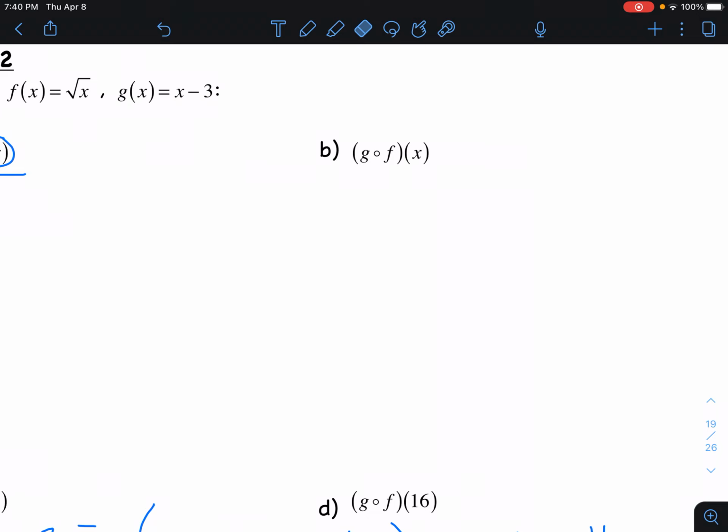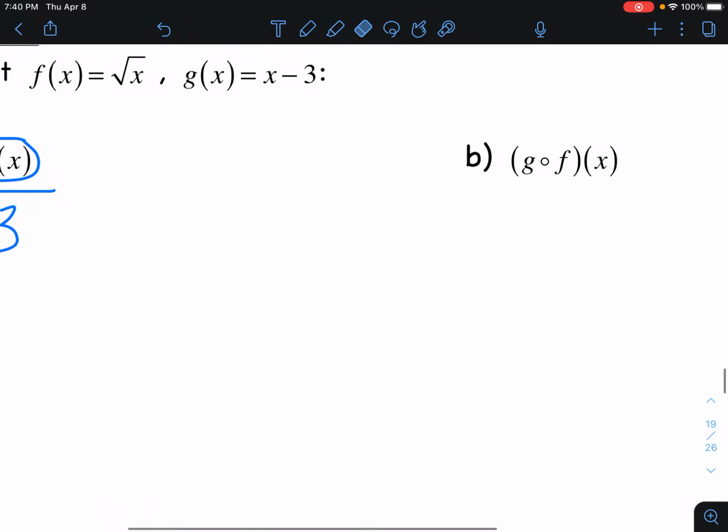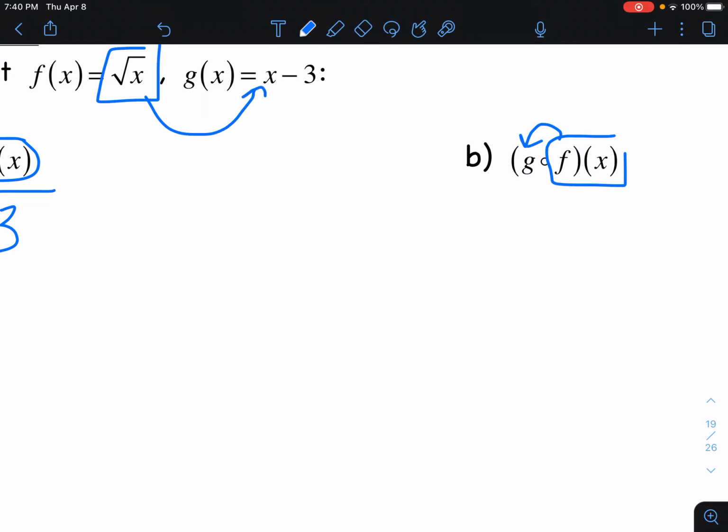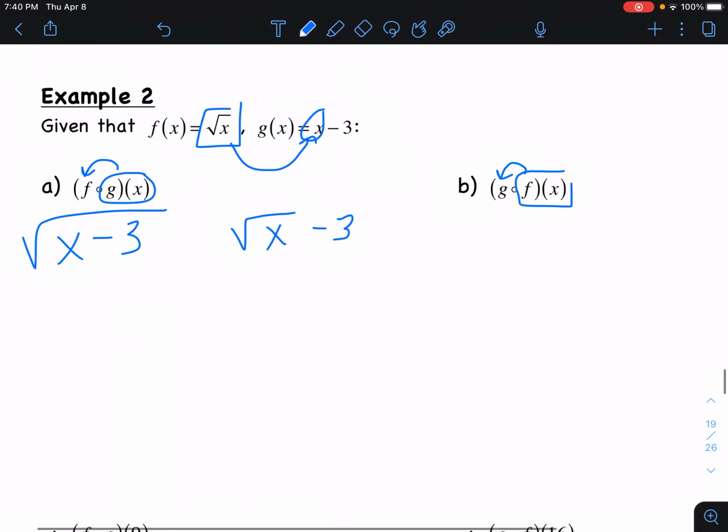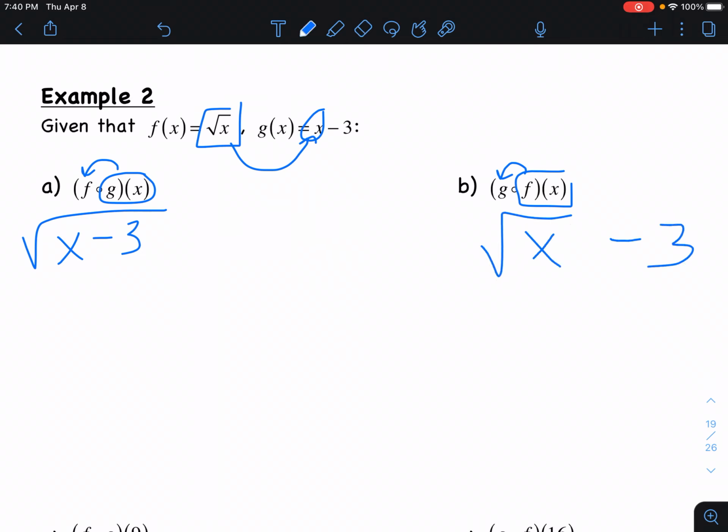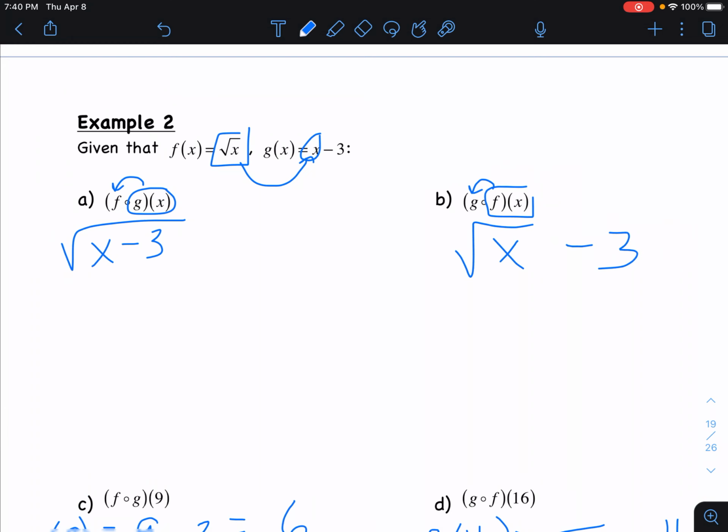And then now for letter B, g of f of x, we're going to take function f and plug it in for the x in function g. So function f is going in for the x in function g. So instead of x minus 3, it'll be square root of x minus 3. And make sure that minus 3 is not in the square root in this one. And that cannot be simplified. And let me just align it a little better. Should be over here. So there it is. They look very similar, but they're actually not the same, A and B. They're a little different.